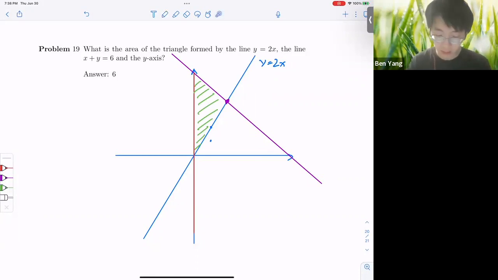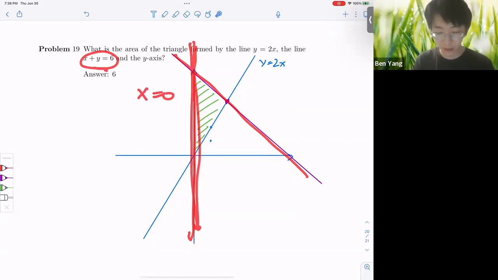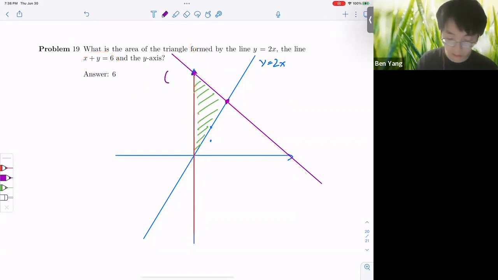So I guess we can just do base times height. To find the base, we need to find the coordinates of that intersection. So x + y is equal to 6, the intersection with the y-axis. This is just like solving equations, right? The y-axis is like x is equal to 0. And then if you also want x + y to be 6, then x is 0, y is 6. So we do have the coordinates (0, 6).